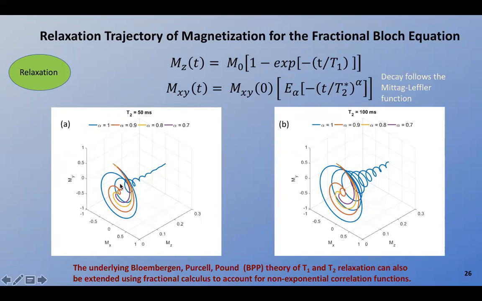And so what you find here is you have these little corkscrews that I showed you earlier. But now these corkscrews, they decay at a rate that depends on the relaxation time. Here's a 50 millisecond relaxation time, short.